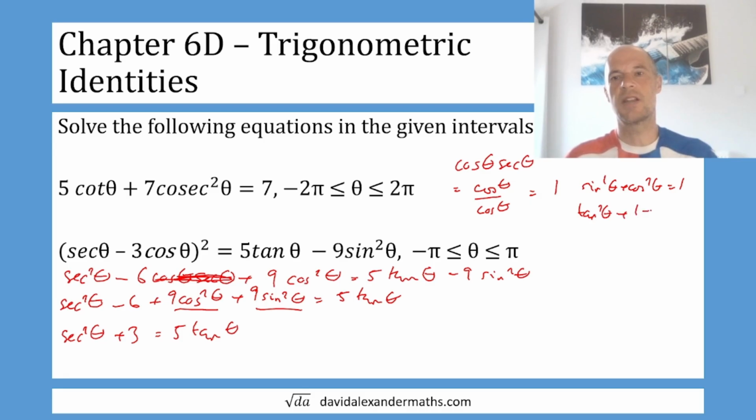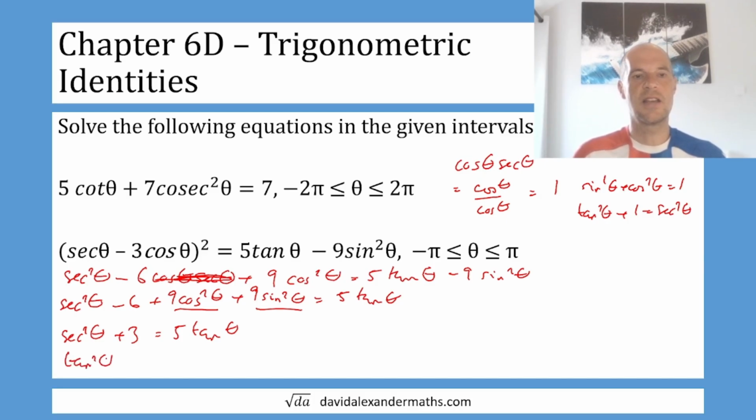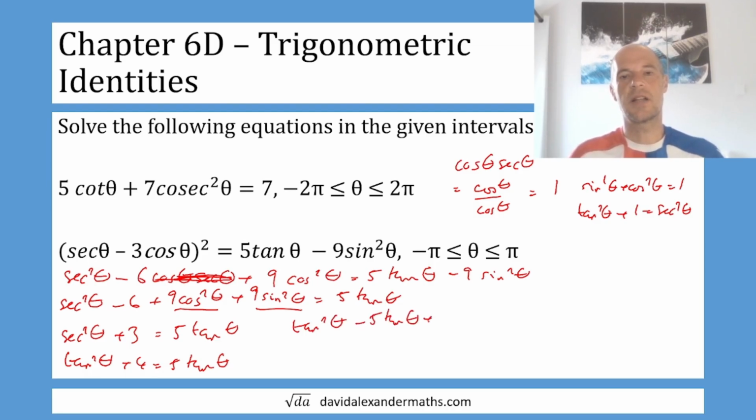And I know that sec squared, this is the one, I'm starting to memorize them now, so tan squared plus 1 is sec squared theta. So sec squared theta is tan squared theta plus 1. So tan squared theta plus 1 plus 3, in other words plus 4, is 5 tan theta, make it equal 0. So tan squared theta, take away 5 tan theta, plus 4 equals 0.